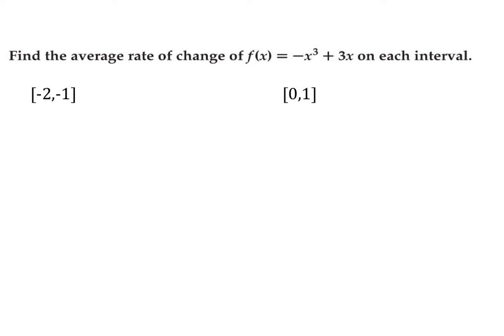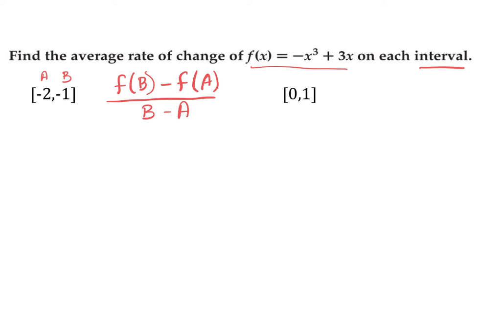So when we're trying to find the average rate of change, we're going to use that formula, the function, and the interval in which we are looking at the function. So this is my interval. So this is basically my A and my B. So we are going to take the function and we're going to plug in our number B, subtract the function when we plug in our A value, over the interval B minus A.